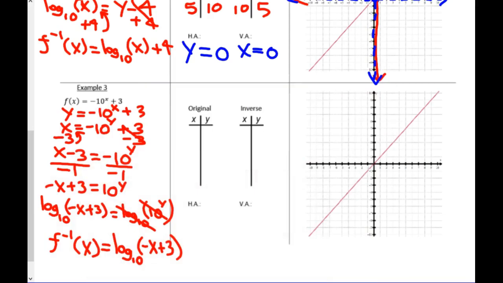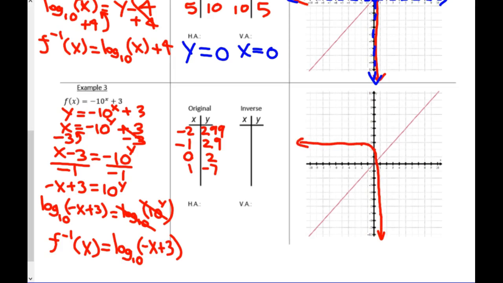-2, 2.99. -1, 2.9. 0, 2. 1, -7. So -2, 2.99, almost a 3. -1, 2.9, almost a 3. 0, 2. 1, -7. You can plot those 4 points like that. Okay, and it's going to look like this. It goes up, takes a sharp turn, and it does not cross that line.